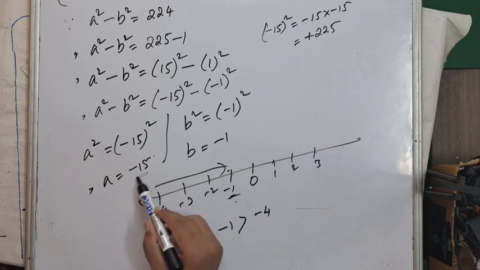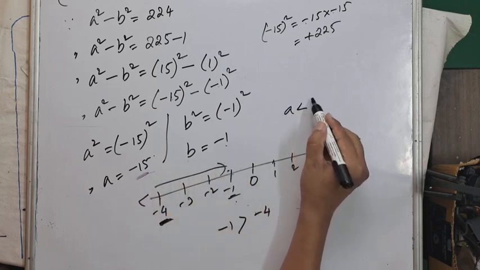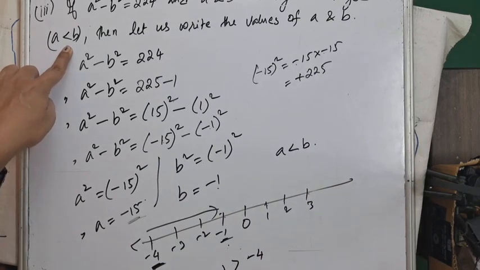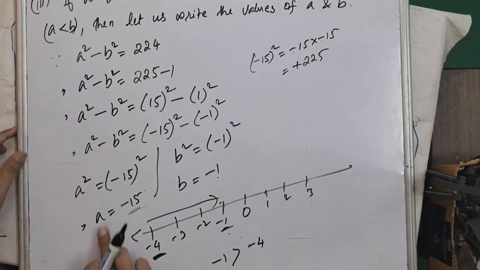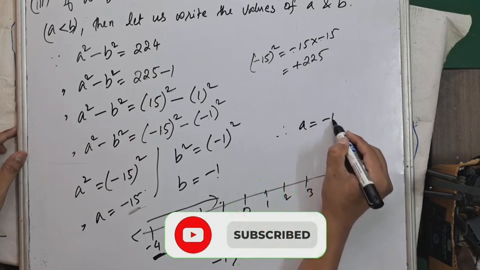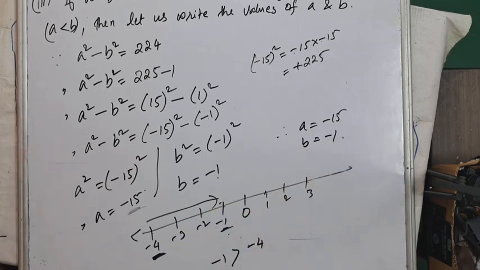So minus 15 is lesser than minus 1. So here we have a less than b. The second condition, a should be less than b. So we were asked to find the values of a and b. Therefore the values of a and b are a equals minus 15 and b equals minus 1. So this is the solution for question number 3.